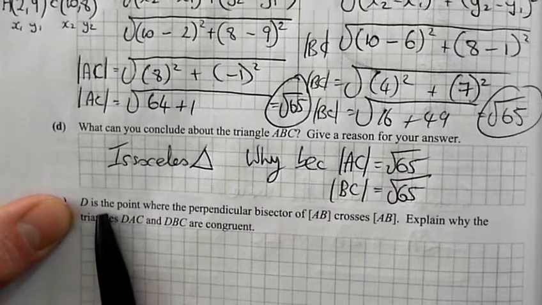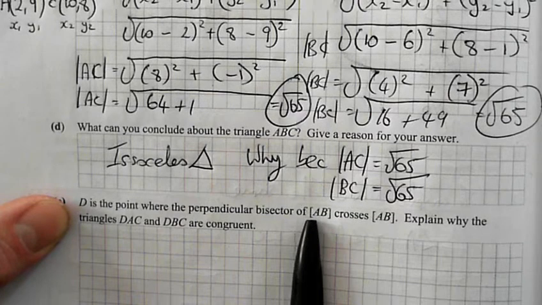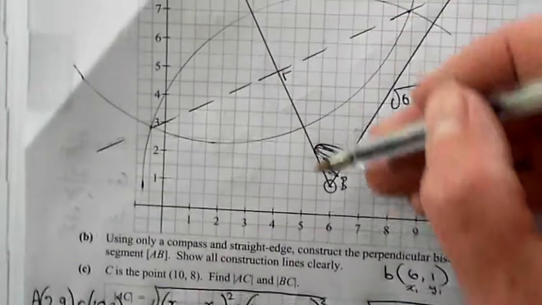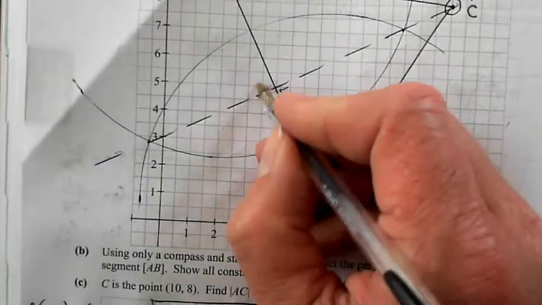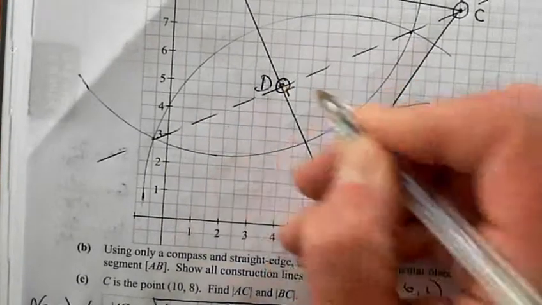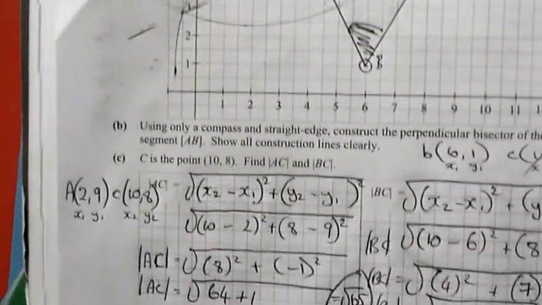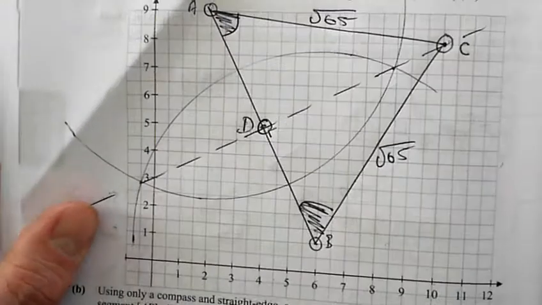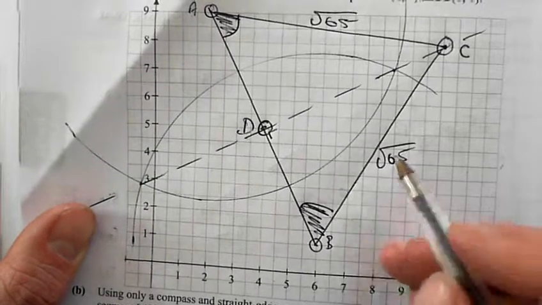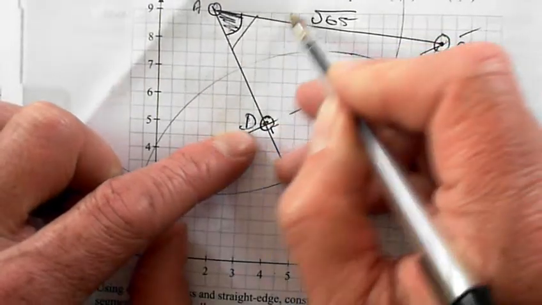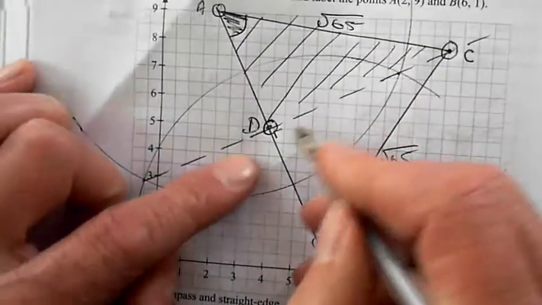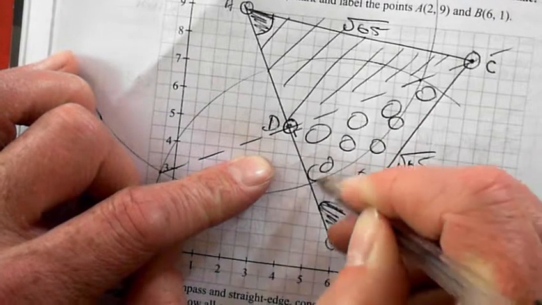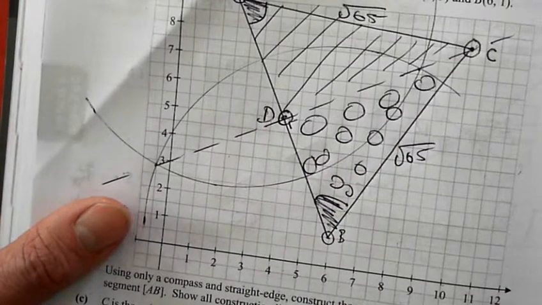Right, next bit. D is the point where the perpendicular bisector of AB crosses. So this is the point D here. Explain why the triangles DAC and DBC are congruent. DAC, this triangle here, and DBC, this triangle here, are congruent. They're the same in every way.